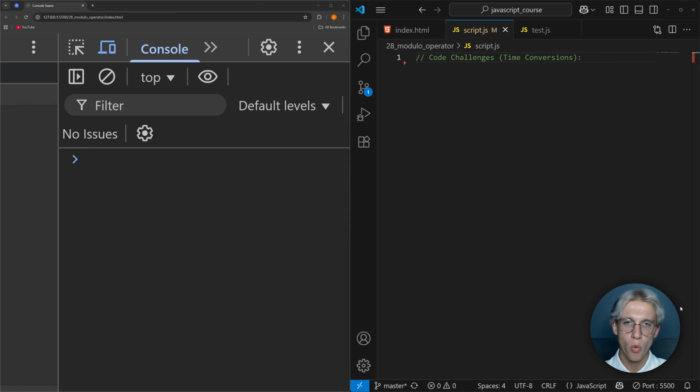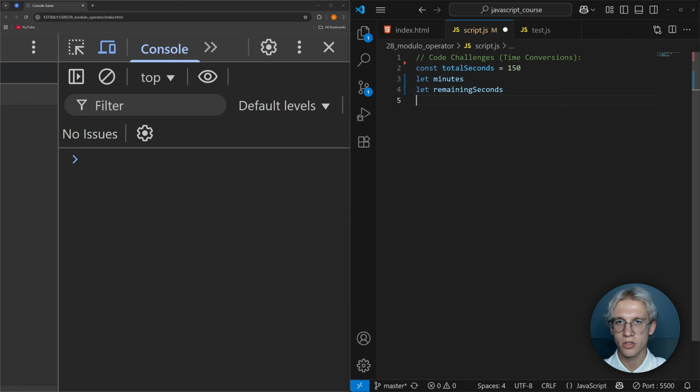We also have one very common usage, and this is time conversion. You have a total of 150 seconds. Then you need to convert it into minutes and remaining seconds. I will give 2 clues, but first try solving this challenge yourself.